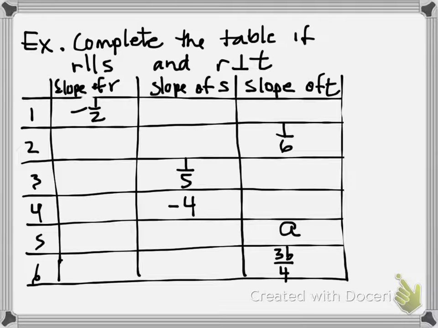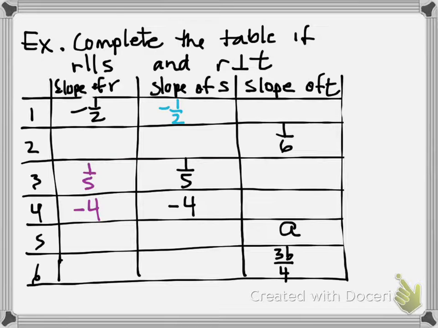So on the first one, I know that R is -1/2, so I know that S is -1/2 because they're parallel. I know that S is 1/5, so I know the slope of R has to be 1/5. I know the slope of S is -4. I know the slope of R is -4. So those are the easy ones. Okay, bam.